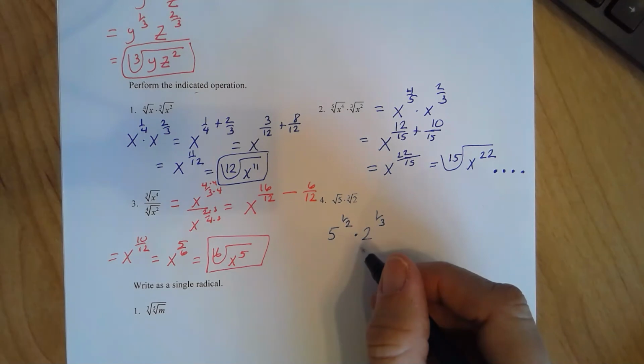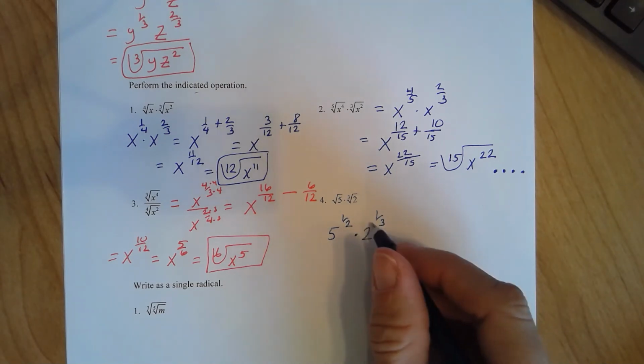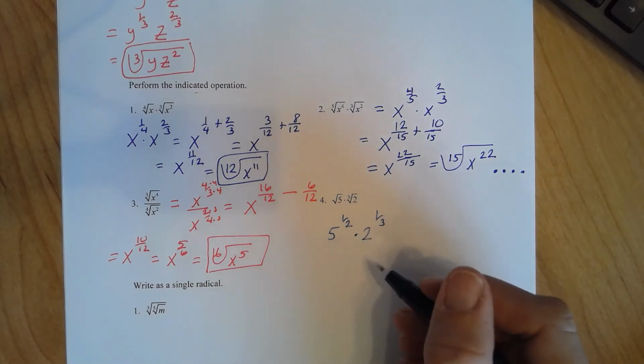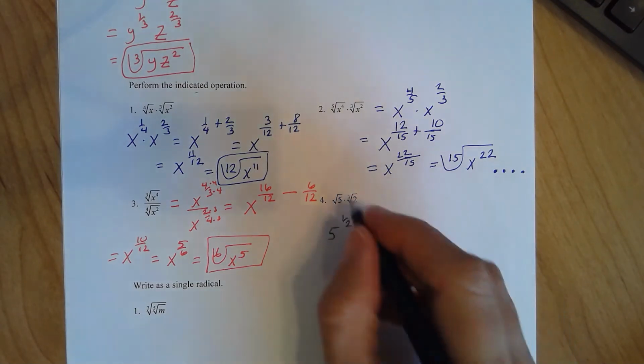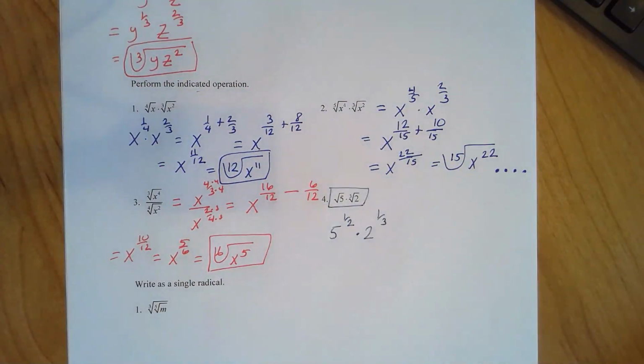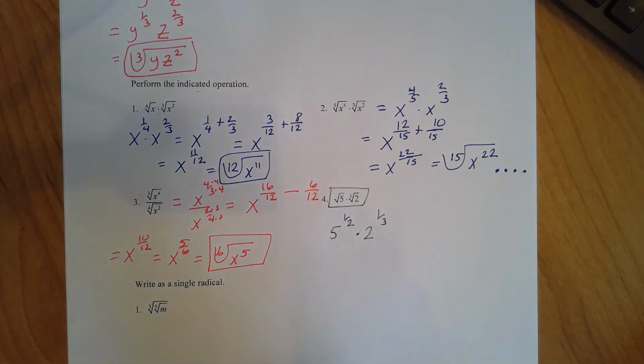Don't try and multiply 5 times 2. You can't do it. The only time you can multiply with fractional exponents or rational exponents is when you have the same base so you can add the powers. So be careful. You are done. You can't do anything with that problem. So make sure you know when you can go farther and when you can't.